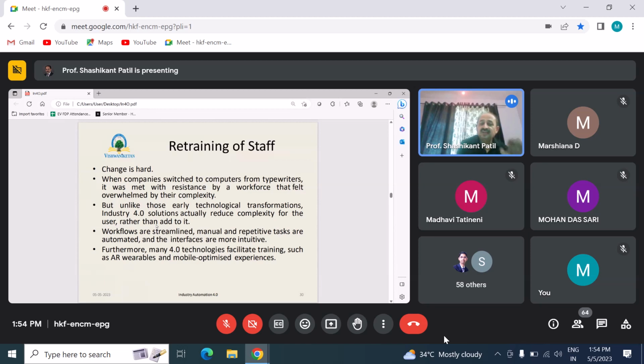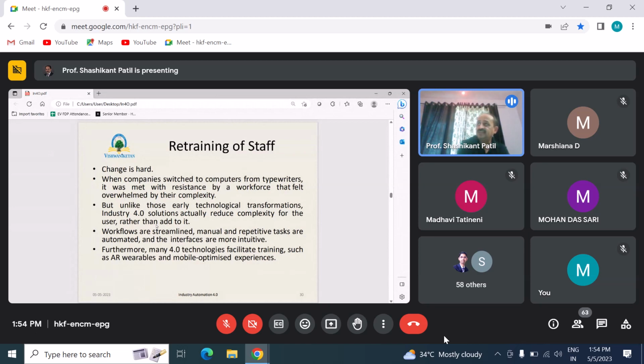So workflows are streamlined. Now you can streamline manual and repetitive tasks which are redundant. They are automated. Whatever redundant work is done day to day can be automated. There are many software tools like RPA, robotic process automation, Jira, and office automations. Office automation is different and this automation is different. So interfaces are more intuitive.